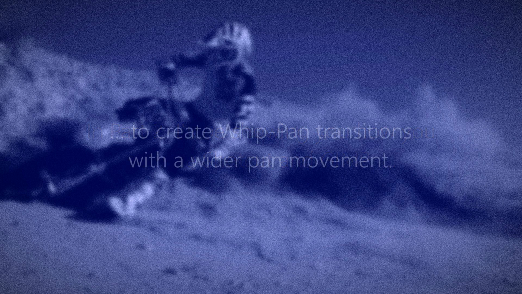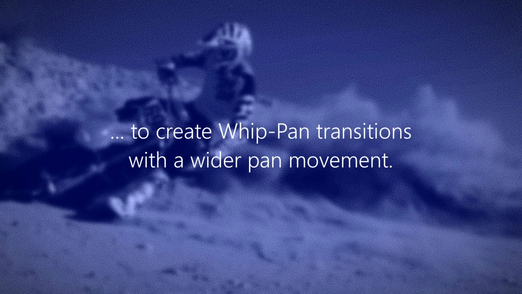And that's it for part 1. In part 2, I'll be showing you how you can use Shotcut and the graphics editor GIMP to create whip pan transitions with a wider pan movement. See you in part 2.